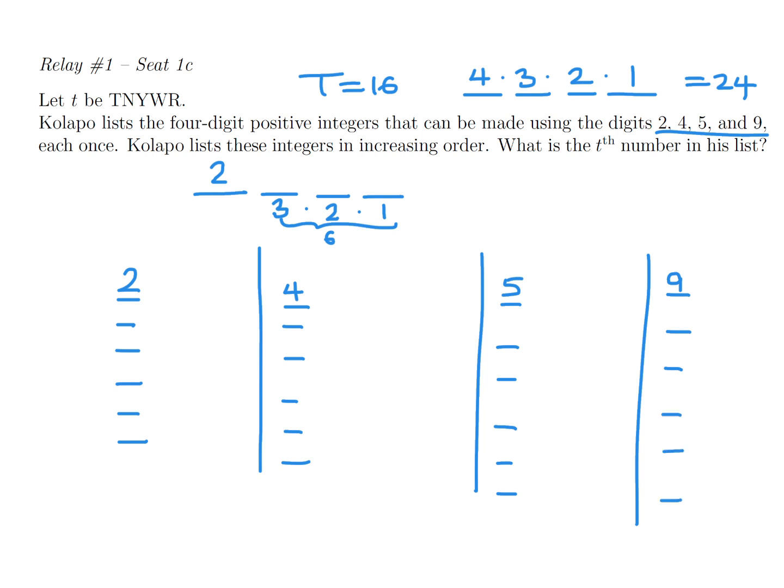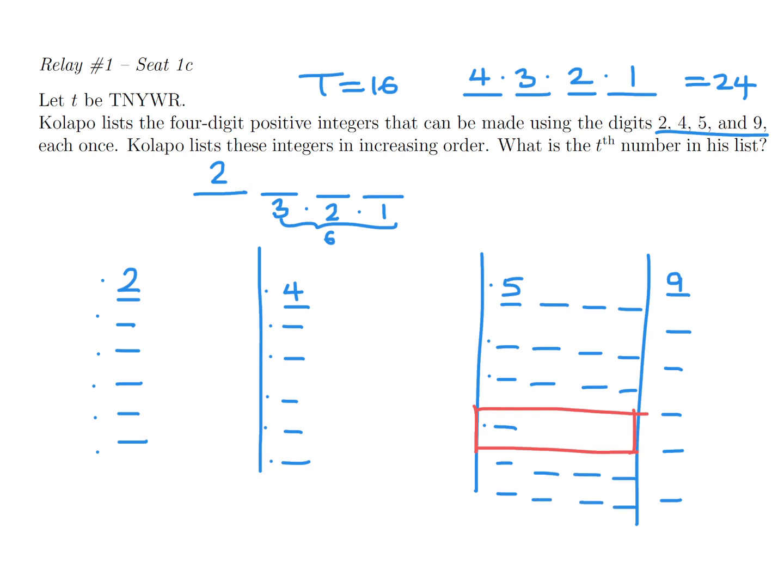And what about the 16th? So 1, 2, 3, 4, 5, 6, 7, 8, 9, 10, 11, 12, 13, 14, 15, 16. So this is the one we want. This number right here is going to be the 16th in increasing order. Okay, I think I can do this. Shouldn't be a problem. Let's see what we get.